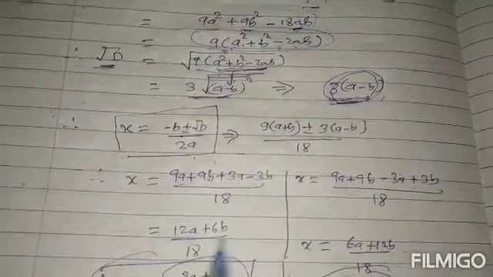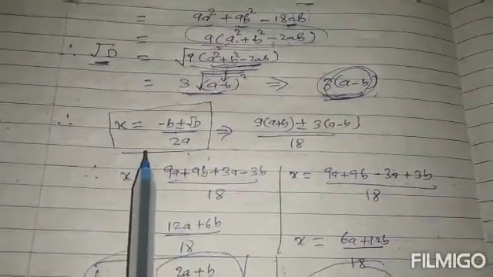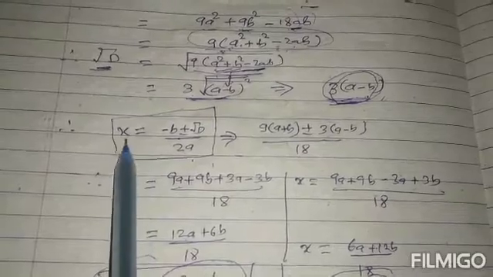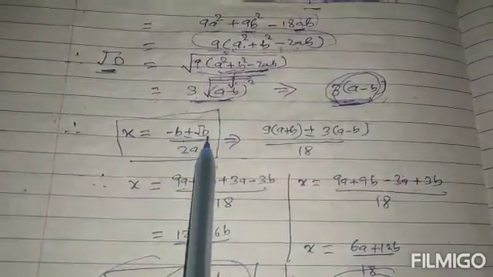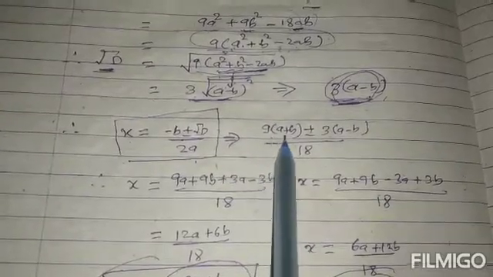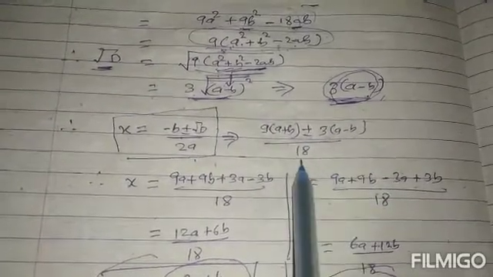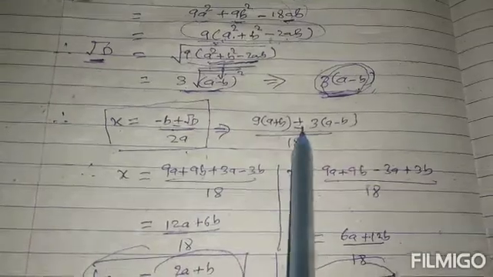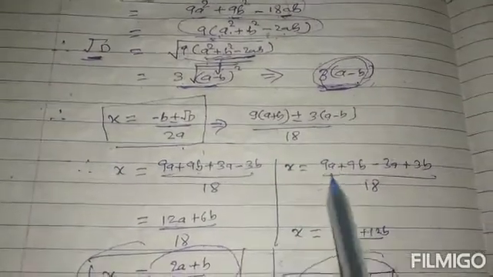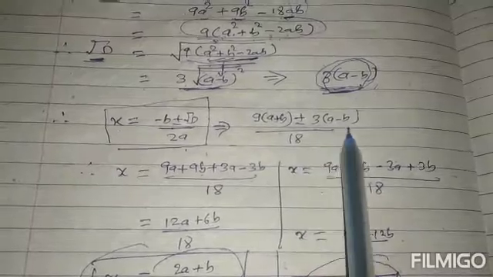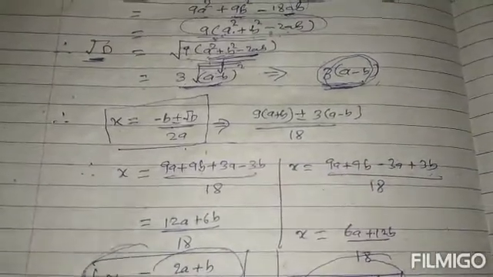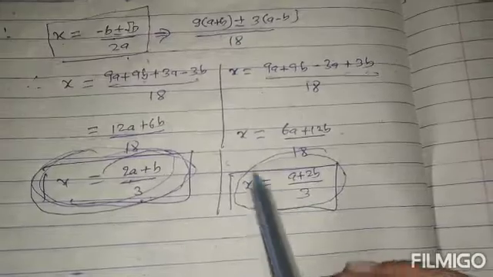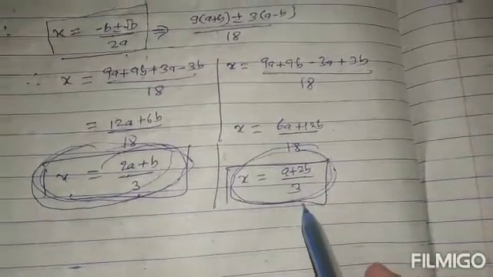Now if we apply the formula to find the roots of the quadratic equation, then it is given by x equals minus b plus minus under root d upon 2a, which is equal to (9a plus b) plus minus 3 into (a minus b) upon 18, which can be written as (9a plus 9b plus 3a minus 3b) and (9a plus 9b minus 3a plus 3b) upon 18. And if you simplify this, you will get x equals (2a plus b) upon 3 and x equals (a plus 2b) upon 3.